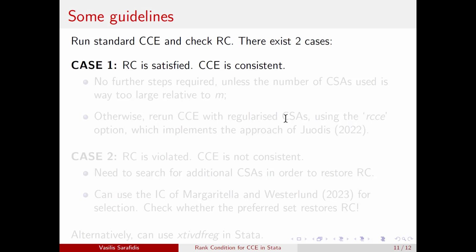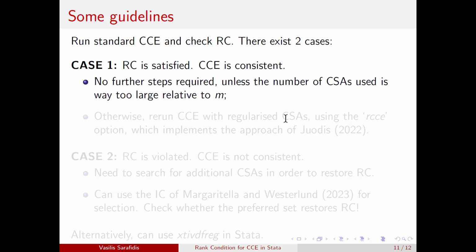This implies that the CCE estimator is consistent, and therefore, in principle, no further steps are required. This is at least the case unless the number of cross-sectional averages used is way too large relative to the number of factors. Recall what we said before, that using too many CSAs relative to the number of latent factors can actually have a non-trivial bias effect on CCE, thus potentially distorting its inferences.